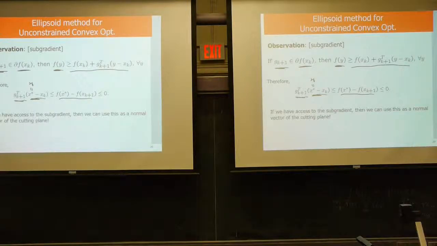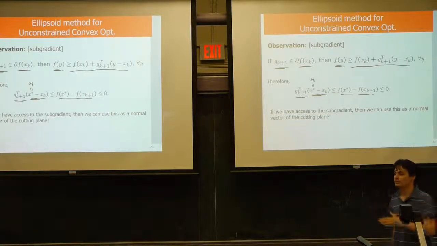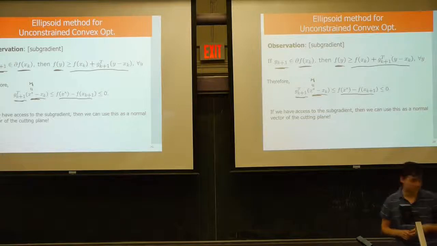Okay, so now the key step is if we have access to this subgradient at point xk, so if we have access to this vector gk plus 1, then it can be used again as a normal vector of a cutting plane. So we can repeat the same thing that we did for linear programs.